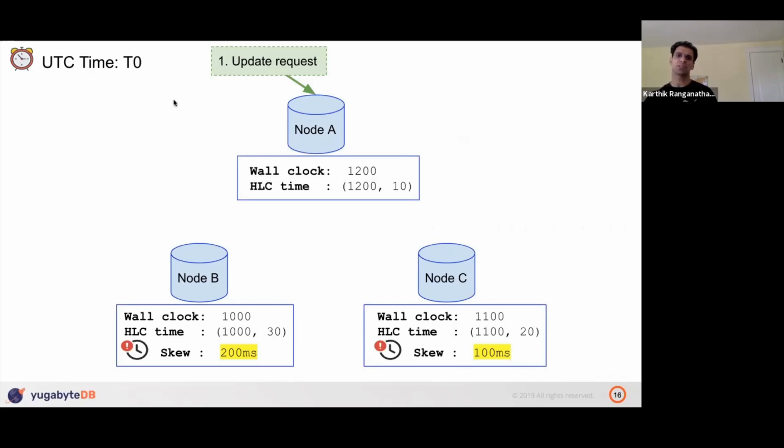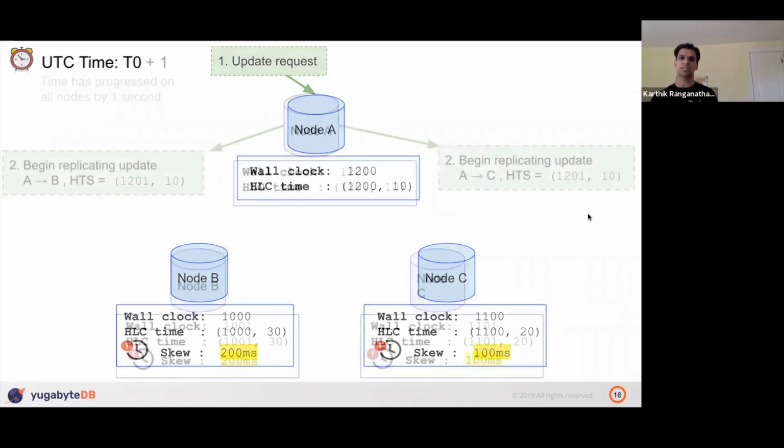So let's take 3 nodes, and we're going to start the observer's clock at T0. So our notion of time as observers is T0. Node A has a wall clock running at 1200 and its HLC is something, right? Node B is at 1000 and node C is at 1100. So if you compute the skew as an observer from node A, node B is 200 milliseconds behind, and node C is 100 milliseconds behind, right?